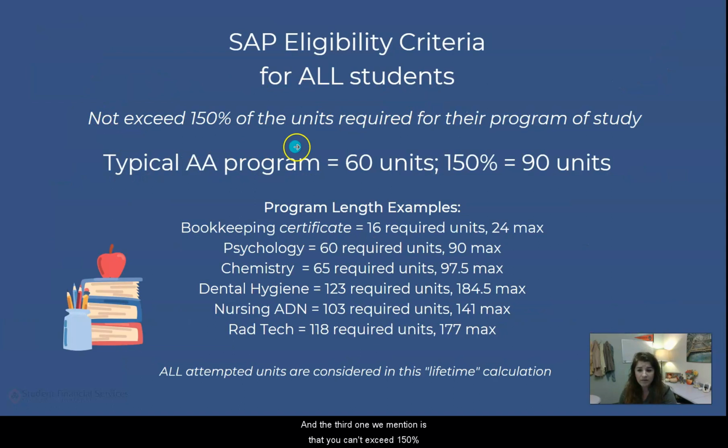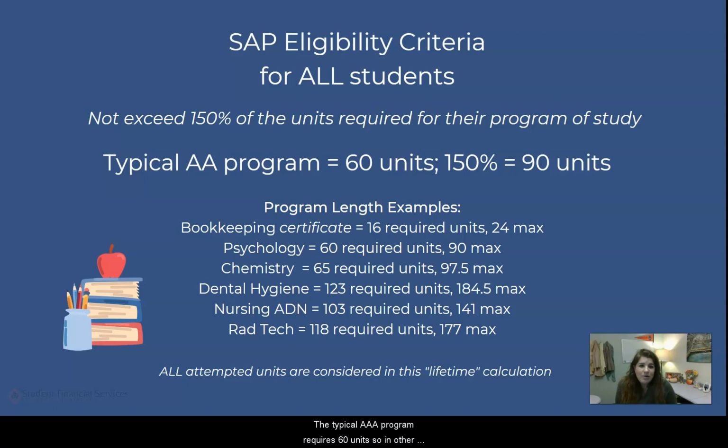And the third one we mentioned is that you can't exceed 150% of your program's unit requirement. That's kind of a confusing way to describe it, but that's how it's written. So what does that mean?